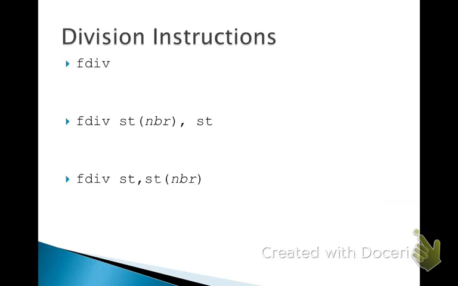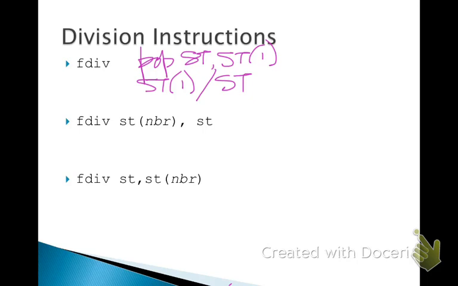Oh well, sad. Division. For division, this is going to do exactly what we think. Pop ST and ST1. Going to calculate ST1 divided by stack top, and the quotient is going to get pushed onto the stack top. Okay? Now remember, we're dealing with floating points. There's going to be a floating point quotient, which has both the whole number and the fractional portion of the entire quotient.